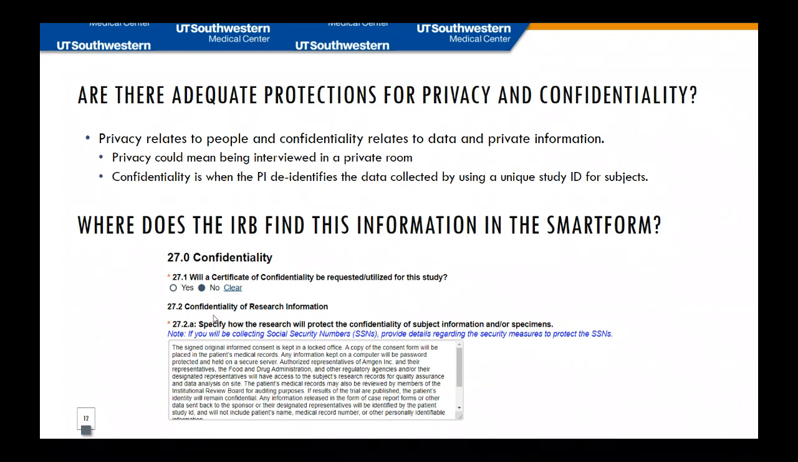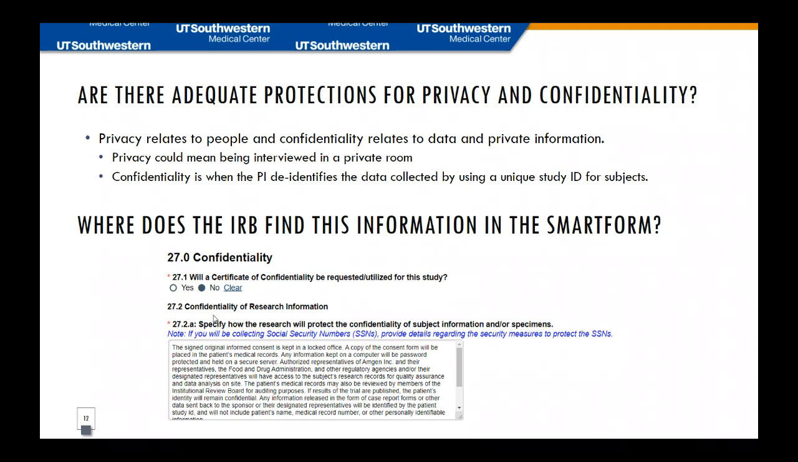So where do we find this information in the SMART form? Well, we look in section 27. That provides a lot of really great questions and places for the study teams to respond with information that will help us understand the PI's plan for protecting subjects' privacy and confidentiality.